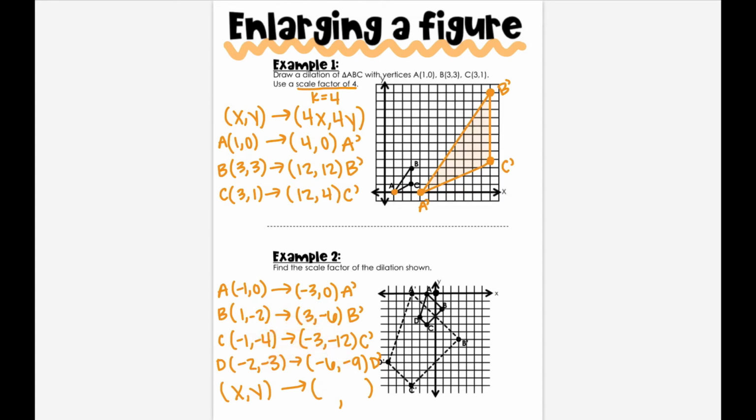0 times 3 is 0. -2 times 3 is -6. -4 times 3 is -12. -3 times 3 is -9. So each x value and each y value was multiplied by 3. So that's our scale factor.